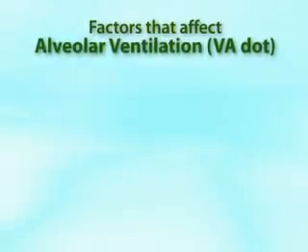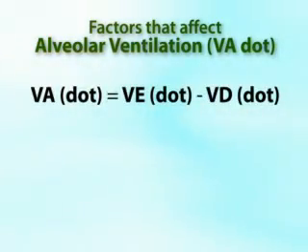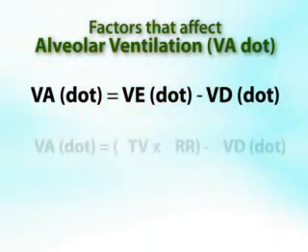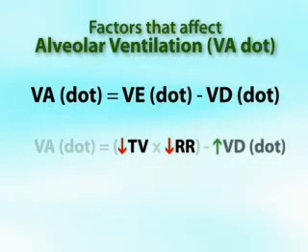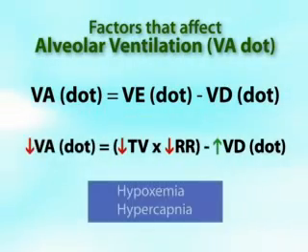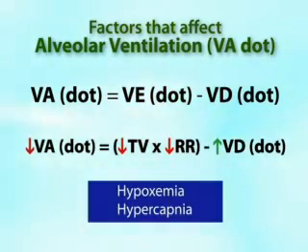Several factors affect alveolar ventilation or VA dot. As shown by this equation, a decrease in tidal volume or TV, a decrease in respiratory rate or RR, and an increase in physiologic dead space ventilation or VD dot cause low alveolar ventilation, leading to hypoxemia and hypercapnia.